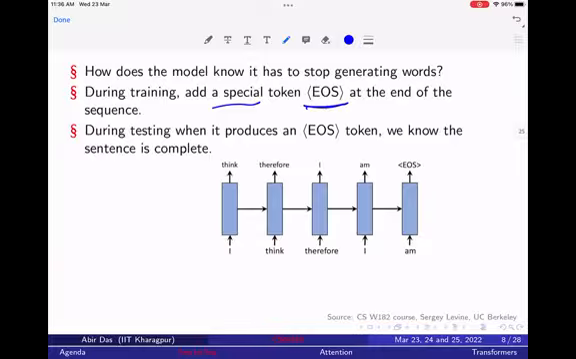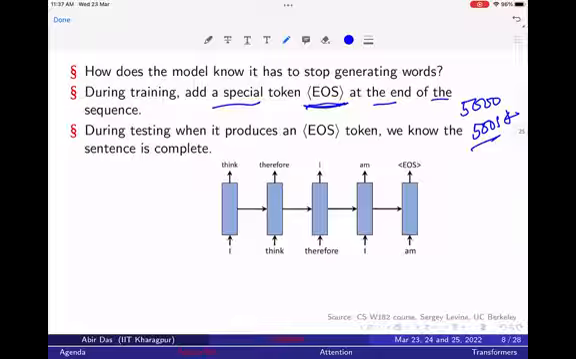It may be the last word in the vocabulary. So if you have a total of 5,000 unique words, now your vocabulary is 5,001, and the 5,001st position is reserved for this end of sequence. You can think of it as the representation of, say, the full stop. So during training, we add a special token, end of sentence, at the end of the sequence.